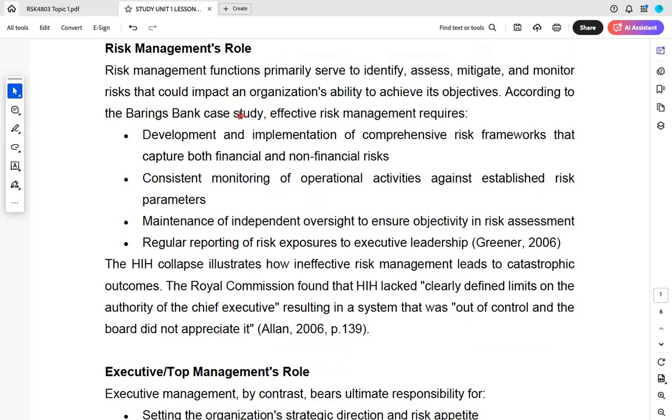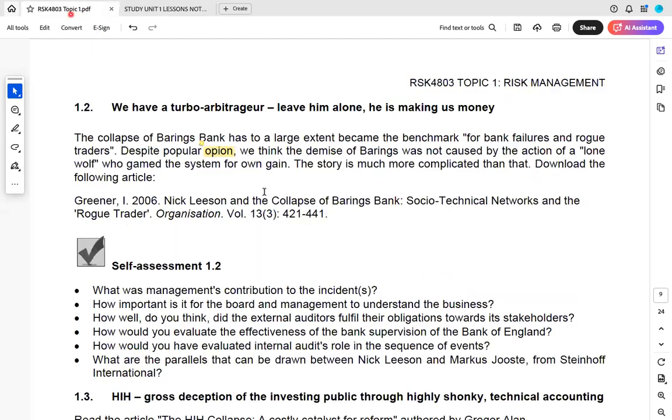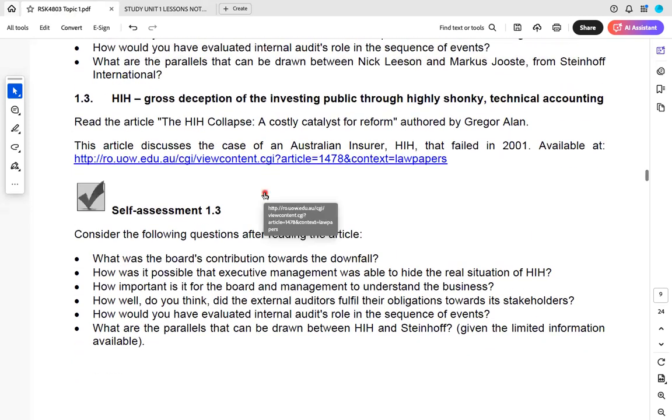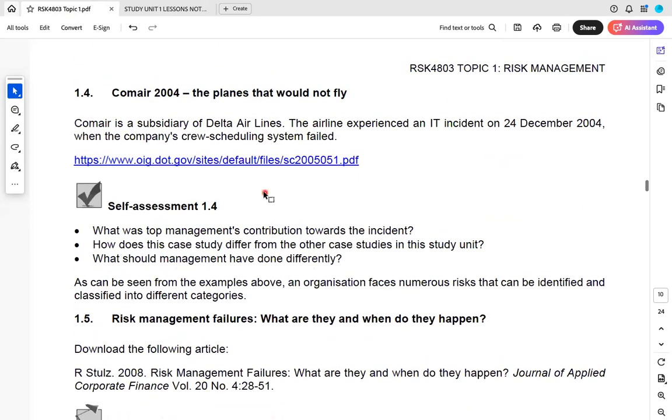without oversight, right? So that was a key issue. And then we also learned that maintenance of independent oversight to ensure objectivity in risk assessment. There wasn't a lot of independent oversight with regards to him. And also regular reporting of risk exposure to executive leadership. So this is actually highlighted in another article. This last part, the regular reporting part, is actually highlighted in an article by Greener.